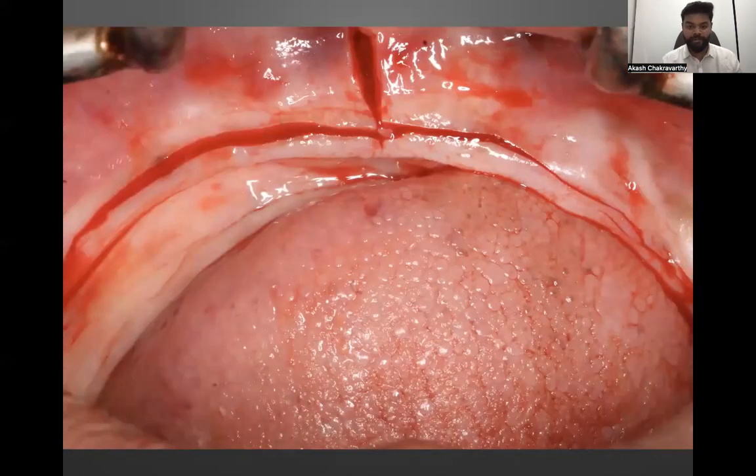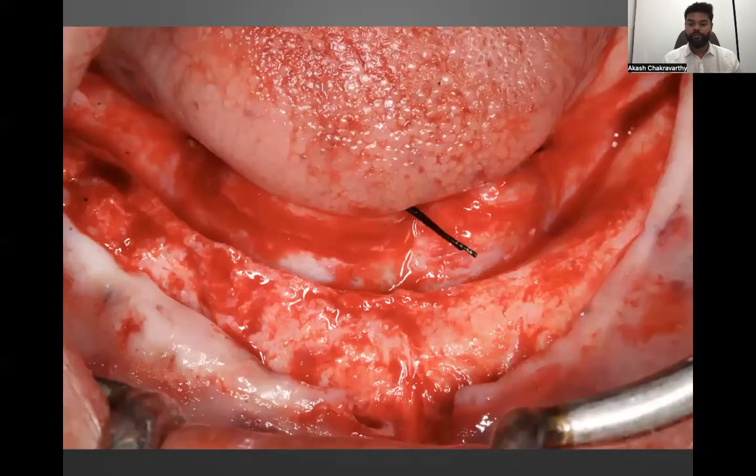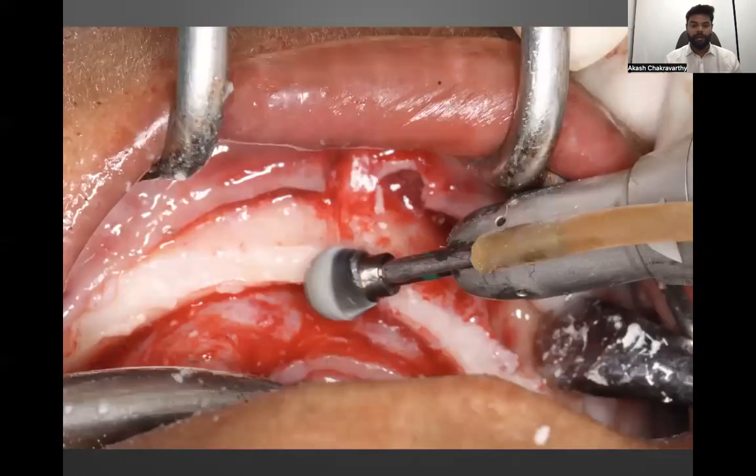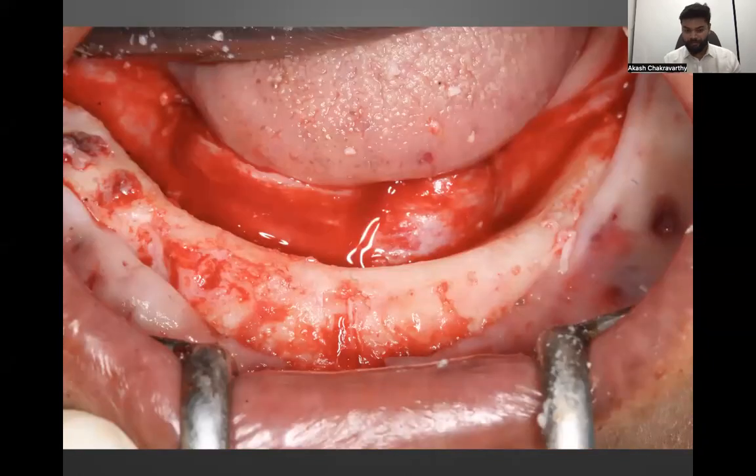Now this is the incision given for the lower, full thickness flap elevated. You can see how thin the bone is in the lower arch. I have taken my burr to reduce the bone, do my bone reduction. After my bone reduction, you see a little bit of thickness of the bone.